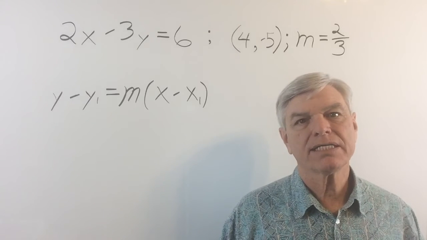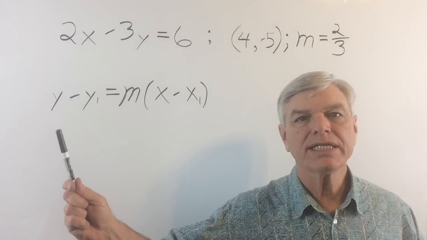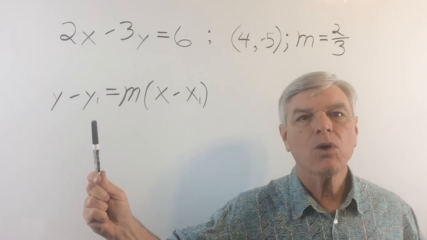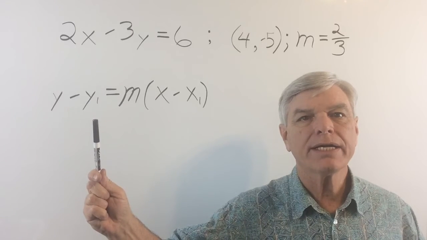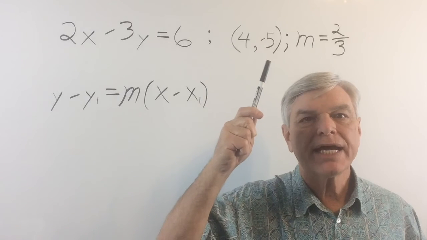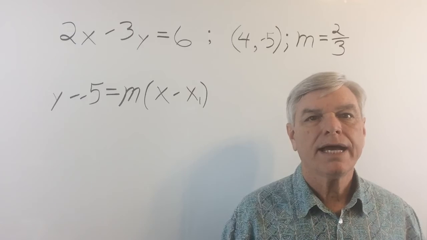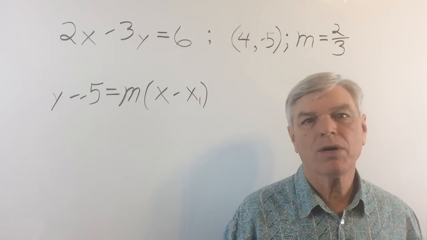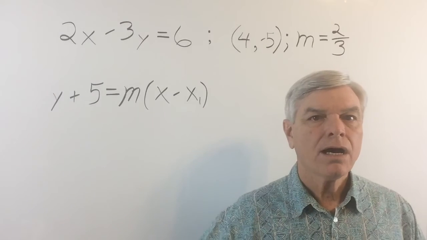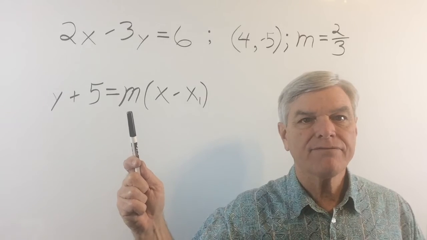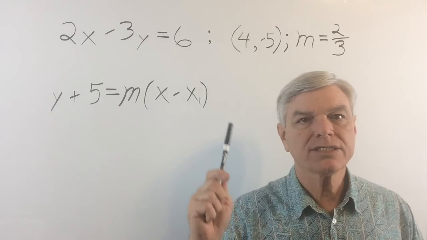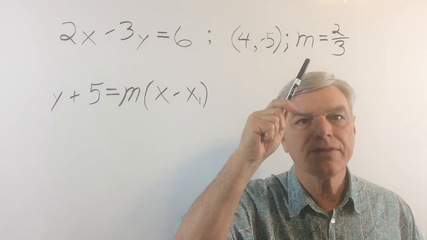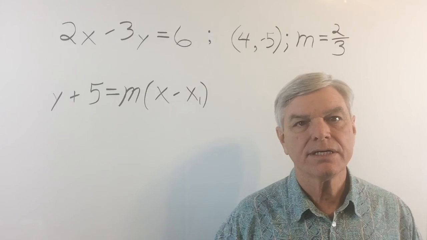And let's start plugging in some values. Now y we leave alone. y1 we get from the point, and that would be negative 5. And negative 5, we can take care of that later. Why don't we take care of it now? Our m value we've already figured out. That's what all those calculations were about, and we came up with a positive 2/3.